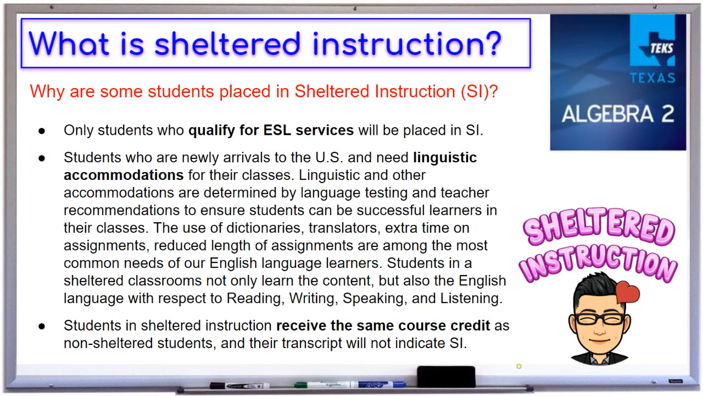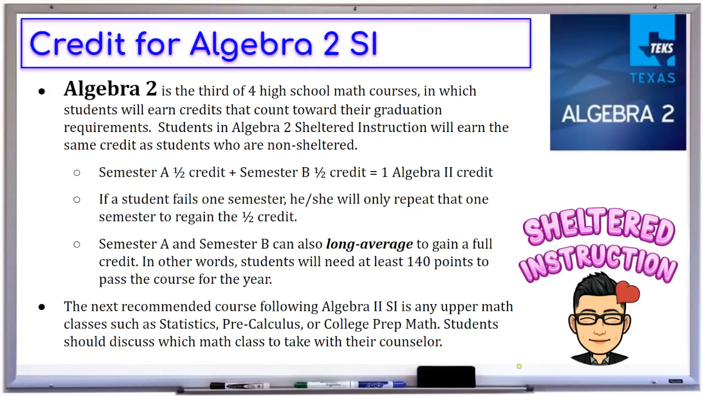Students in a sheltered classroom not only learn the content, but also the English language with respect to reading, writing, speaking, and listening. Students in sheltered instruction receive the same course credit as non-sheltered students, and their transcript will not indicate SI credit for Algebra 2 SI.